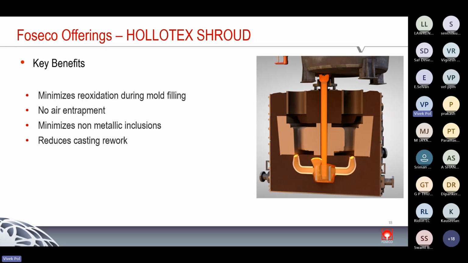However, for the Holotech shroud, we can still use it, but we necessarily need a bottom pouring ladle, and there is no constraint for ladle size. For any ladle size, we can use Holotech shroud technology, like casting bunch weight ranging from 500 kg to anything like 10 tons or 15 tons, we can use the Holotech shroud.